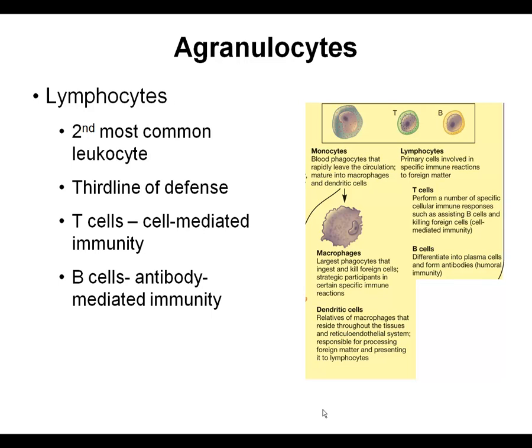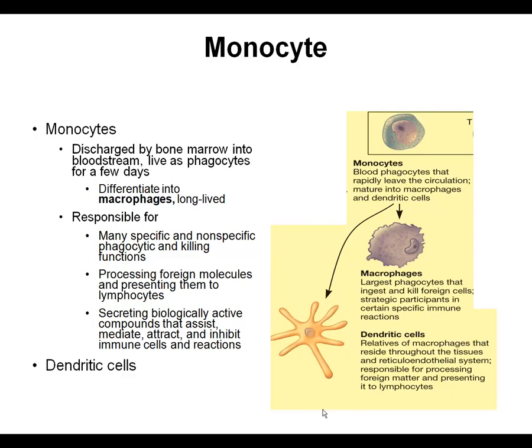The lymphocytes are going to be the second most common leukocytes produced, outside of the neutrophils. These are going to work in your third line of defense. Your T cells are going to be cell-mediated immunity, and then your B cells are going to be antibody-mediated immunity. And again, we'll talk about this mostly in Chapter 15.